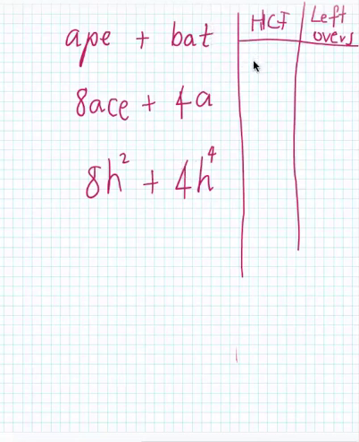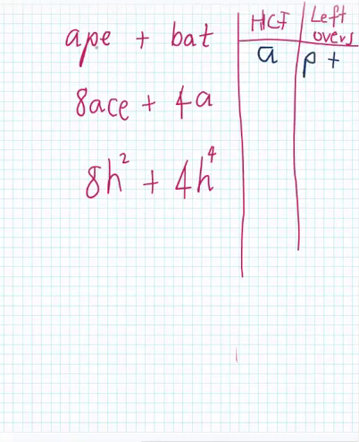So once again, we've got APE and BAT. So I can take out an A from both sides. So the highest common factor is an A. Now, P, do I have a P on this side? No, I don't, so I can't take it out. So it will be a leftover. Now, with your leftovers, I know there's the word and there, but I've put a plus instead, which means and. So the P will be a leftover on this side.